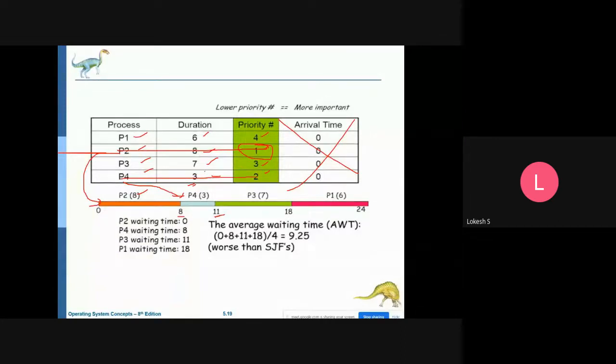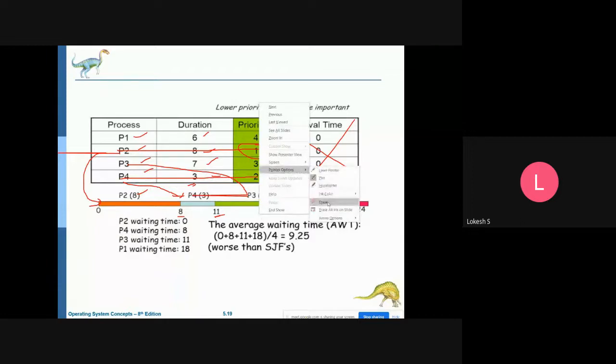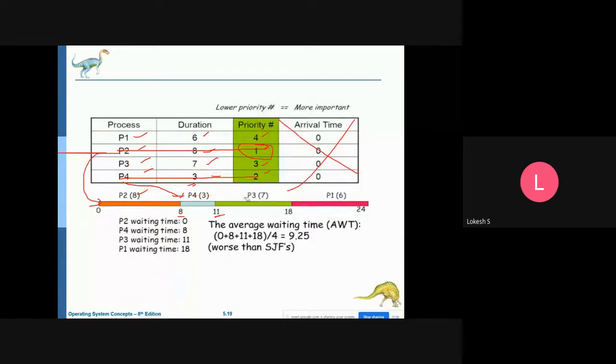Next priority is P3. P3 will start executing. P3's burst time is 7, so 11 plus 7 is 18. Last is P1, which has the 4th priority, so it executes last. 18 plus 6 is 24. So this is the way priority scheduling works. It works based upon the priority given to the process.